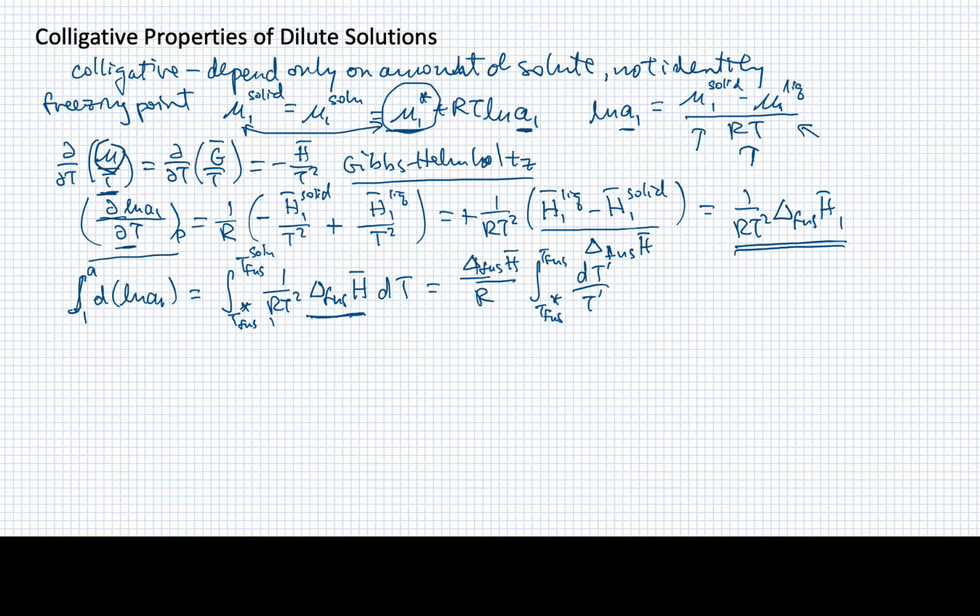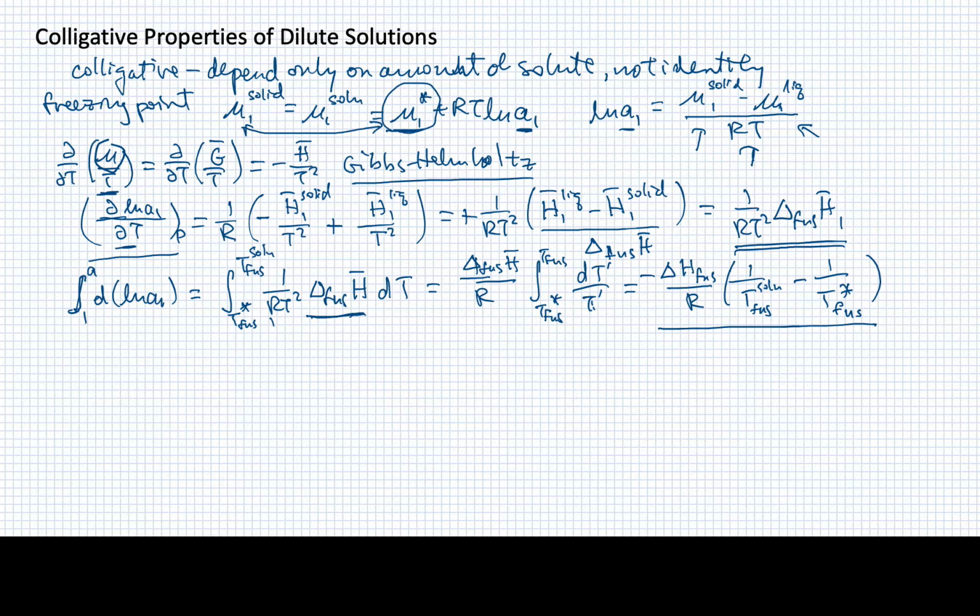All right, and I already know how to do that. It's just going to be 1 over T prime, 1 over T squared. So I'll end up with a result that looks like this: delta H fusion over R, and there will be a minus sign now because I've got 1 over T, so it'll be minus 1 over T squared. And now I'll have 1 over T of fusion of the solution minus 1 over T fusion of the pure solvent. Okay, so that's going to be what I get when I integrate this over temperature.